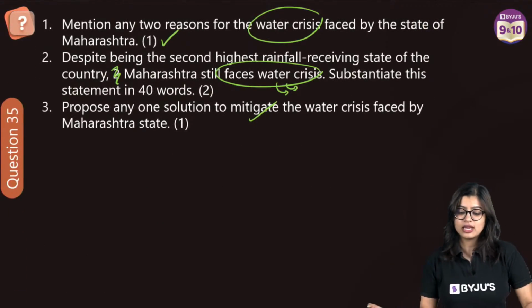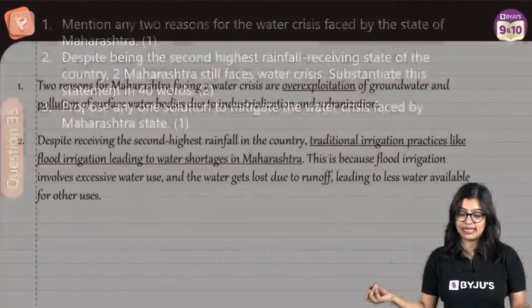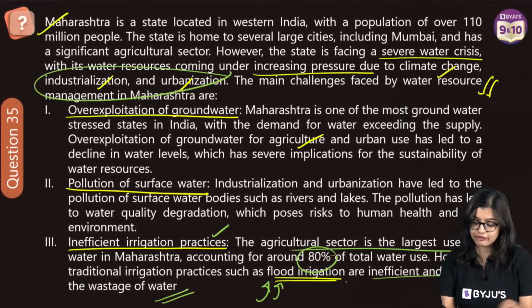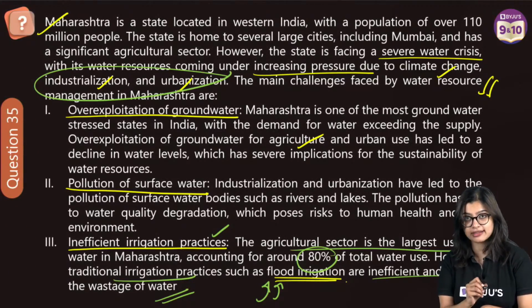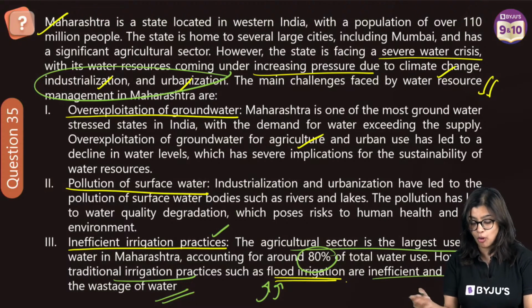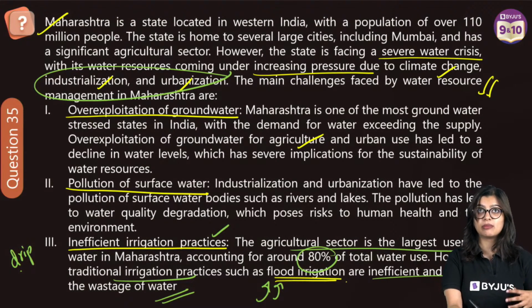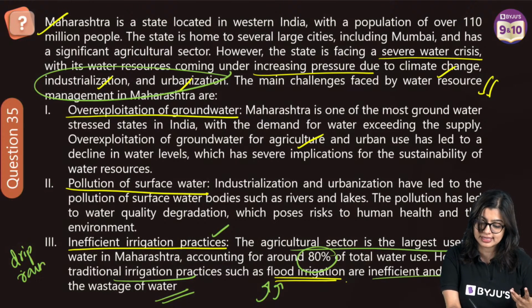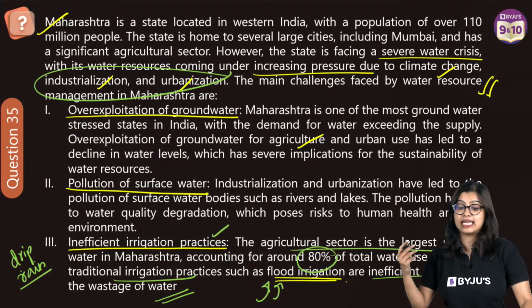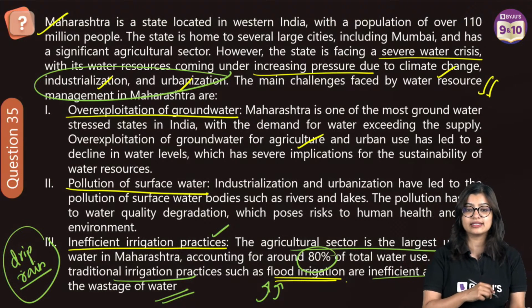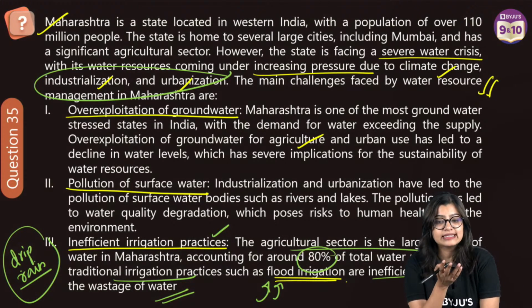Last but not the least, any one solution where they can mitigate it. Mitigation can be done by using, if they are using traditional irrigation practice, then they should switch towards more modern uses like drip irrigation, or they need to use maybe rainwater harvesting system, considering that they receive a lot of rainfall. So you need to write it in this manner. Harvesting system, yes.